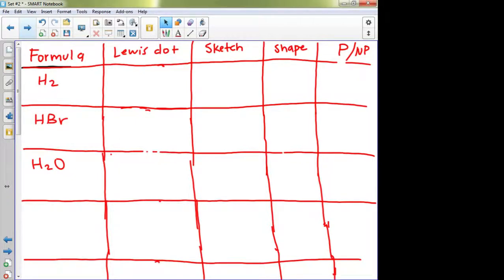So you're going to have the formula, then we're going to do the Lewis dot structure. Then we'll predict the shape, and then we're going to sketch it, and then we're going to predict whether it's polar or non-polar. Now, if something is polar, what does that mean? They're not sharing the electrons equally. And if something is non-polar, then that means everything is being shared equally.